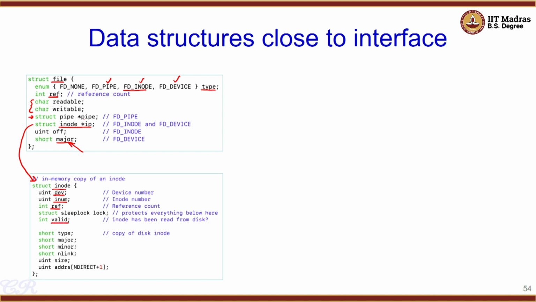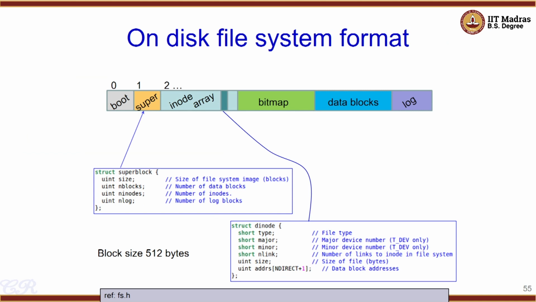Here we have valid, which means whether the inode has been read from the disk or not. We have other things such as the major, minor, and so on. Important over here are the addresses. These are the addresses corresponding to the hard disk, indicating where on the hard disk this particular file is stored.